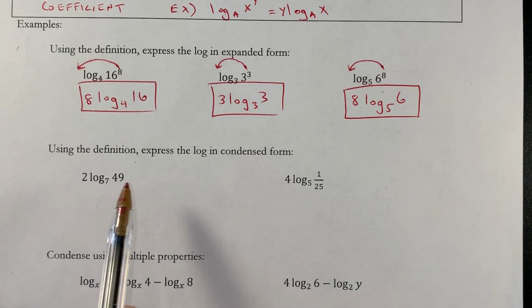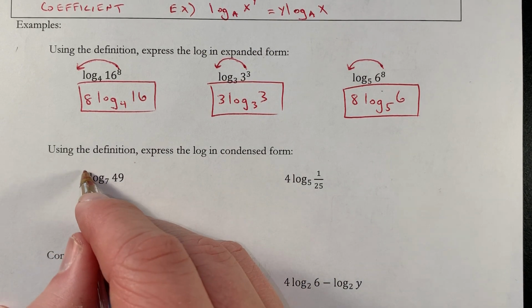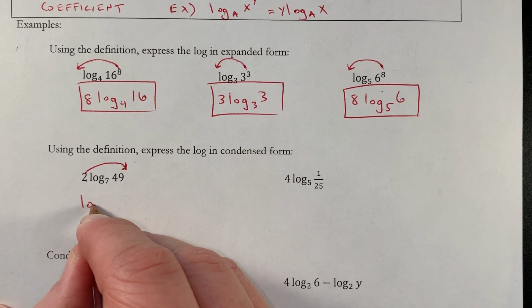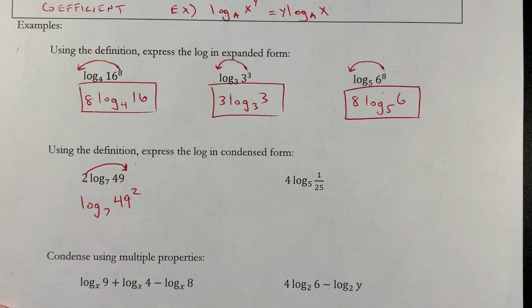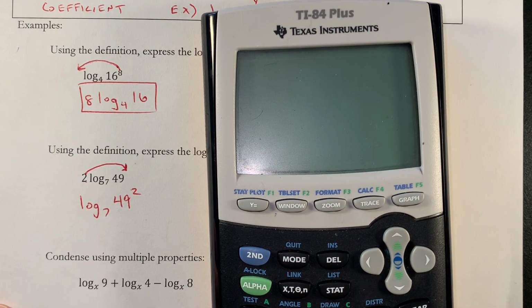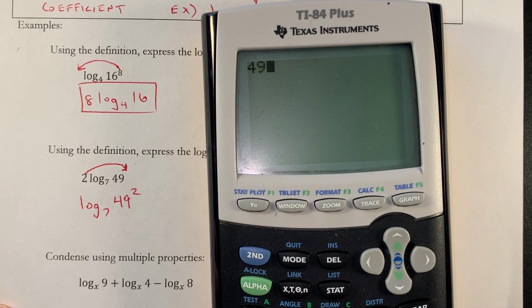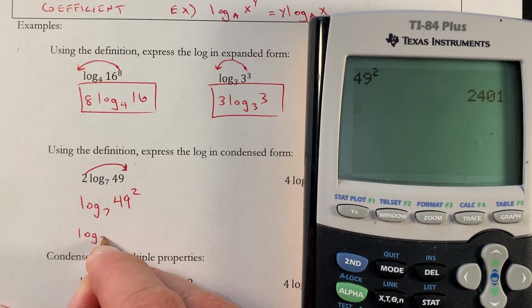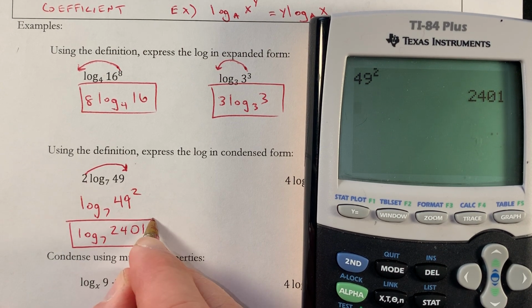Okay, now we're going to take these expanded forms and write them in condensed form by taking this coefficient and going the other way with it and making it an exponent. So I have log base 7 of 49 to the second power. I'm going to go ahead and simplify that. 49 to the second power is 2,401. So this is the same as log base 7 of 2,401.